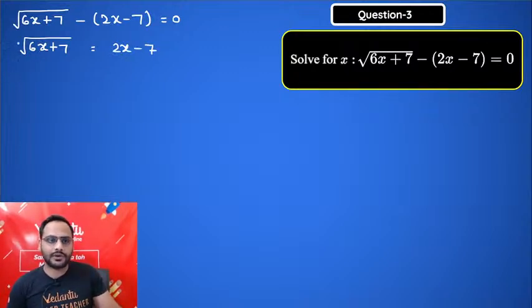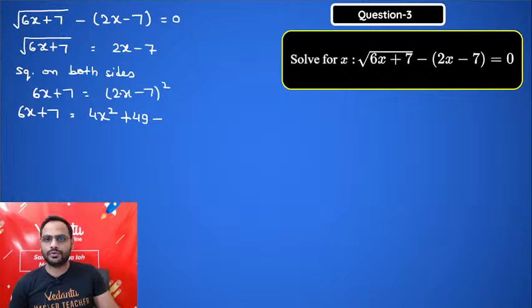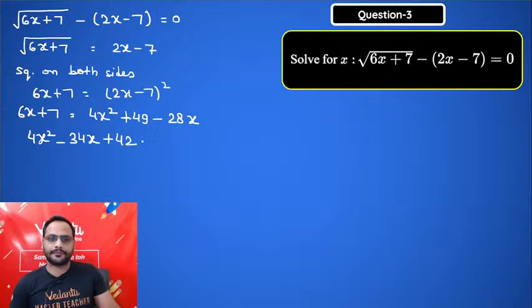Simple. Now what we'll do to get rid of the square root, we'll do square on both sides of this equation. So here this will become 6x plus 7 and this will become 2x minus 7 whole square. So you have 6x plus 7 is equal to 4x square plus 49 minus 2 into 2 is 4, 7 fours are 28. So minus 28x. So finally your equation will be 4x square and 6x shifted there will become minus 6x. Minus 28 minus 6 is minus 34x. 7 will become minus 7. 49 minus 7 will be equal to plus 42. Equal to 0.